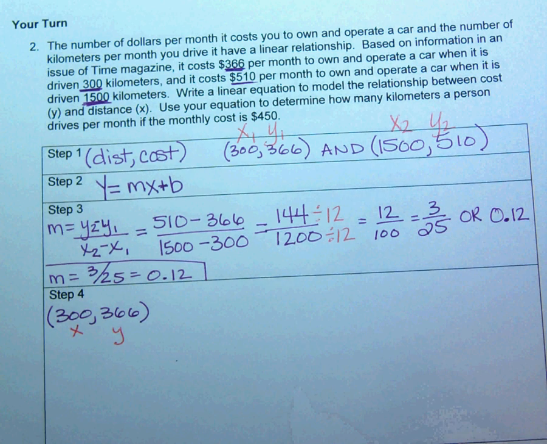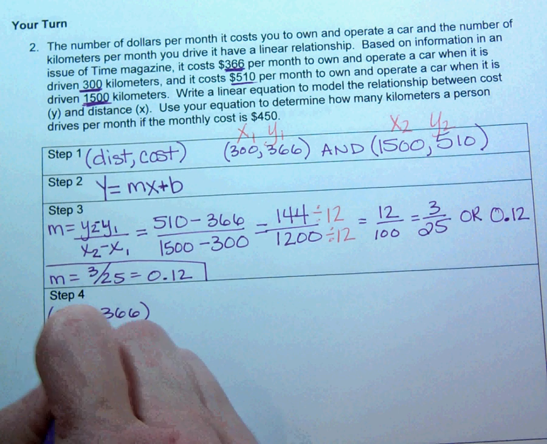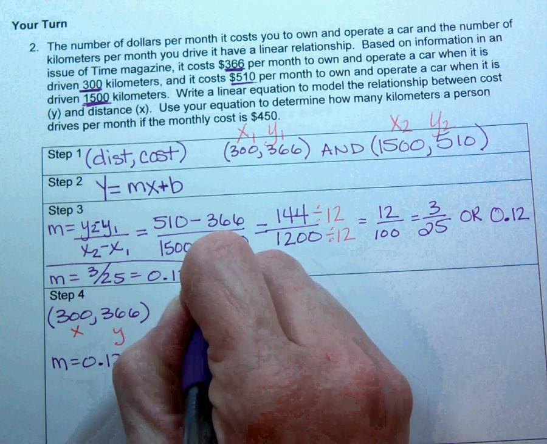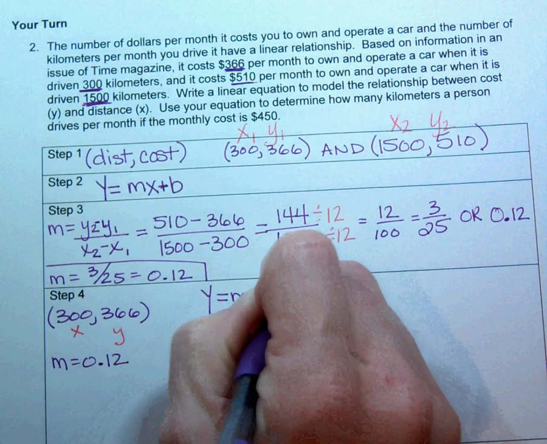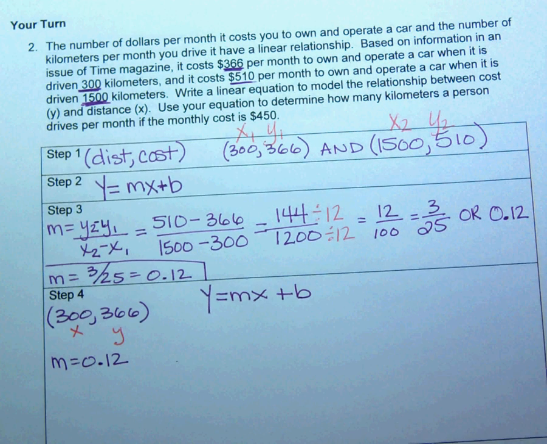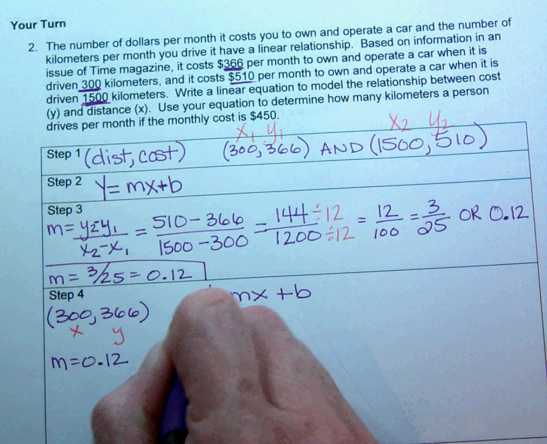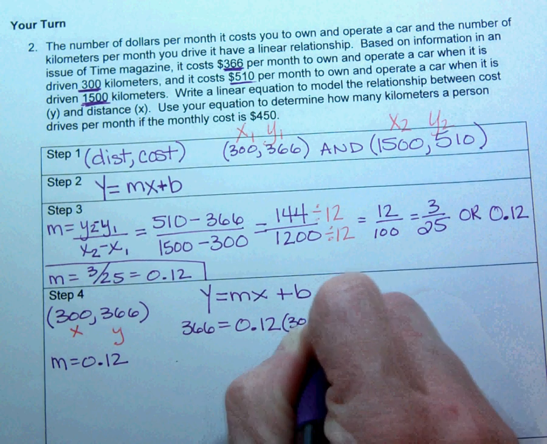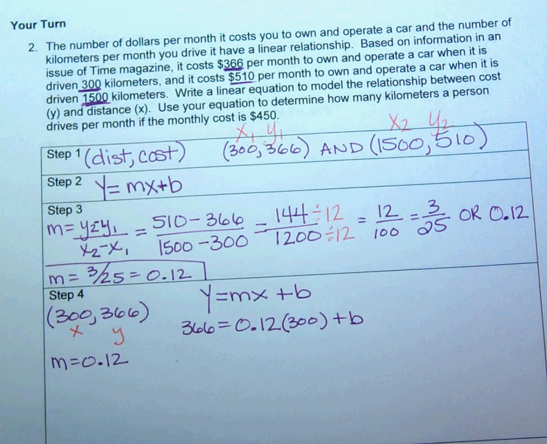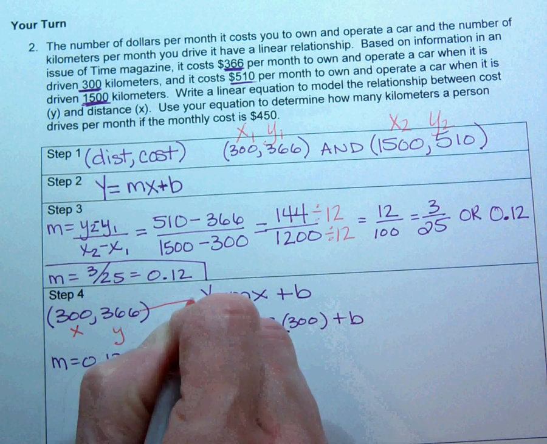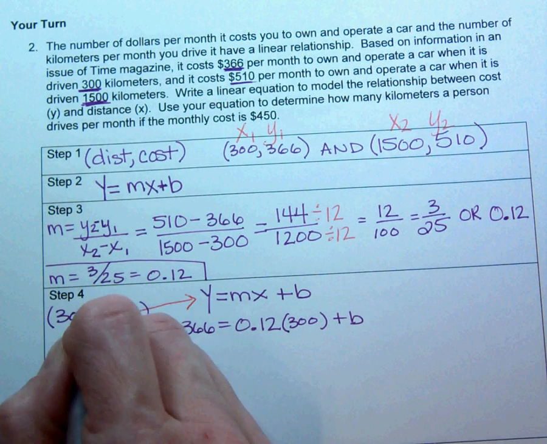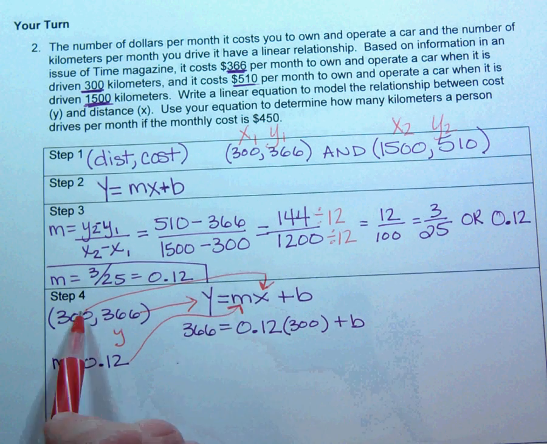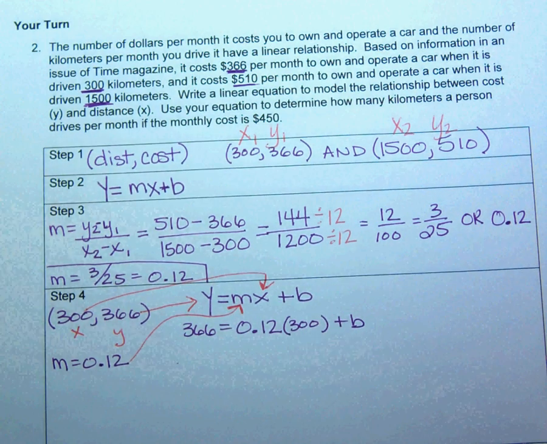That gives me an x and a y. And I'm going to use the 0.12 when I plug it into the formula. So I have an x, a y, and an m. So I have y equals mx plus b. So y is 366, m is 0.12, x is 300, and plus b. So the 366 went in for the y, 300 went in for the x, and the 0.12 went in for the m.